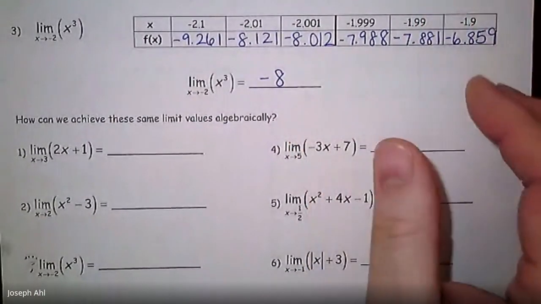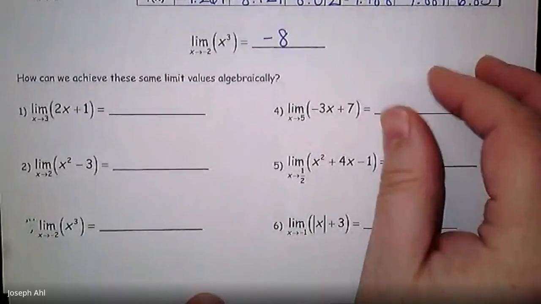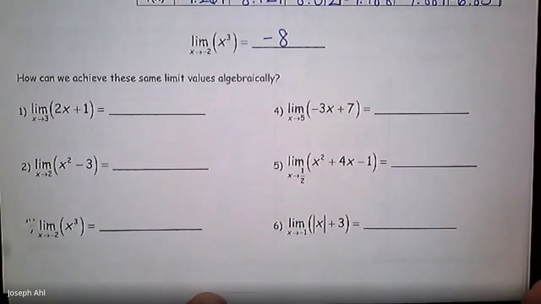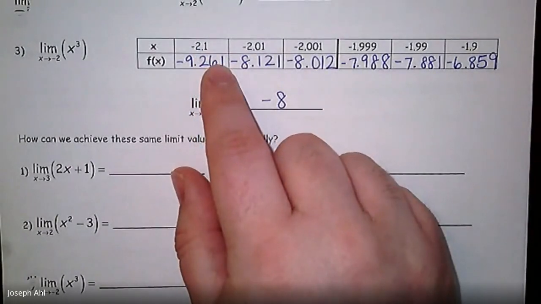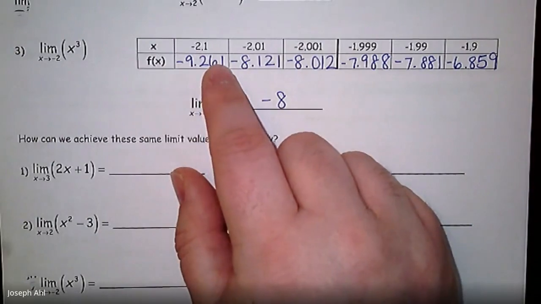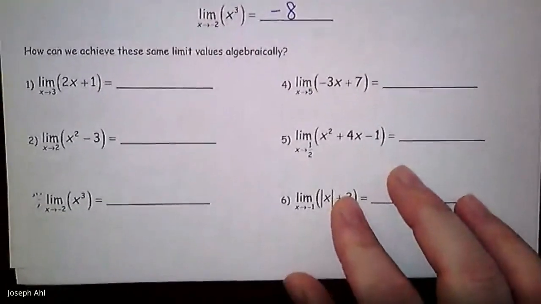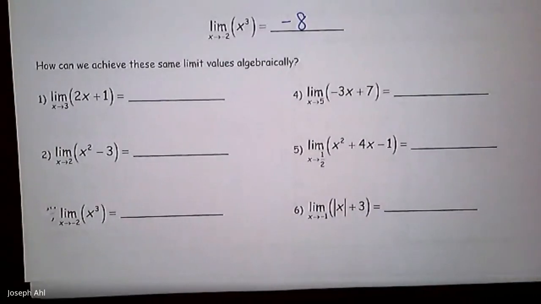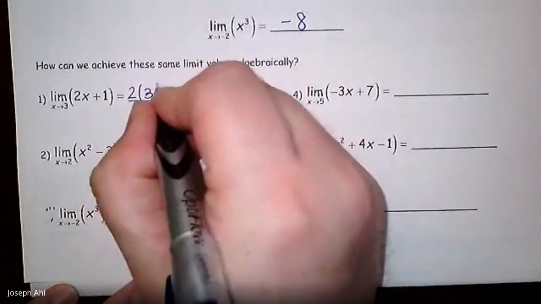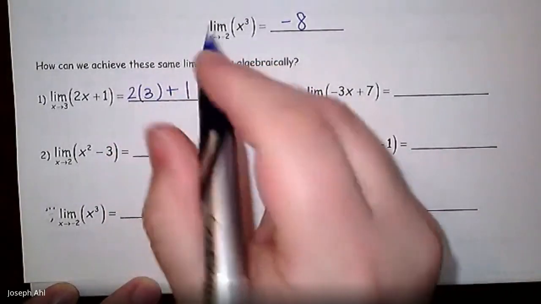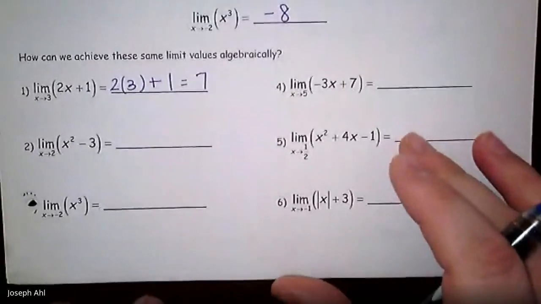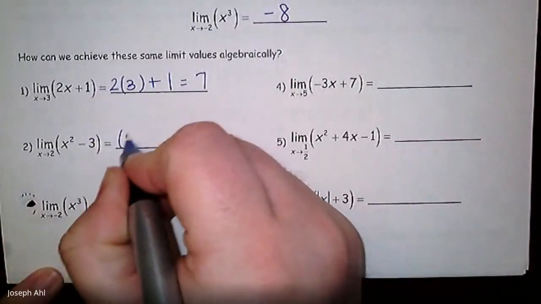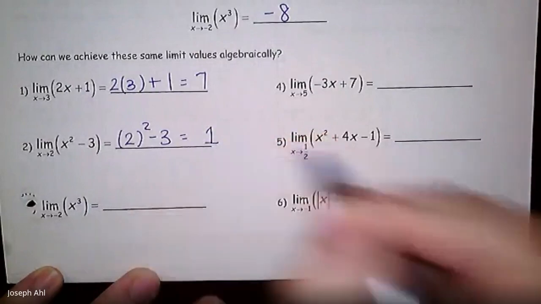How could we have achieved these same results algebraically? Well, that table that we're filling in, isn't the calculator just plugging in these values of x right here? And these are the corresponding f of x values, otherwise known as y values. So why can't I just, for this example, in number 1, if it's the limit as x approaches 3, plug in 3 for x and find the y value? 2 times 3 is 6, plus 1 is 7. Okay, well, yeah, that was the first answer up here. And then if I take a look at number 2, which is one we just did, limit as x approaches 2, that would be 2 squared minus 3. 4 minus 3 is 1.